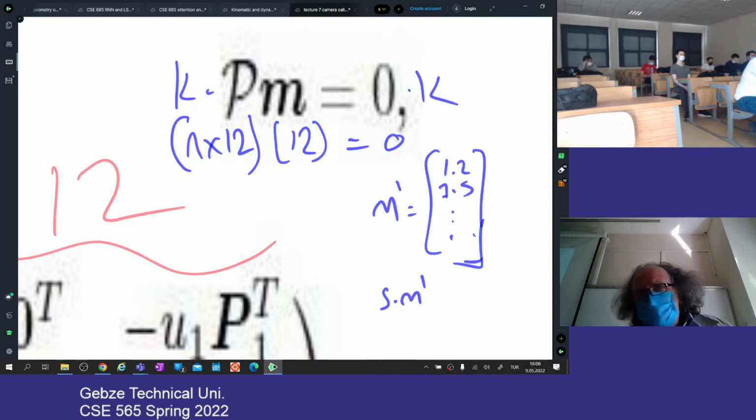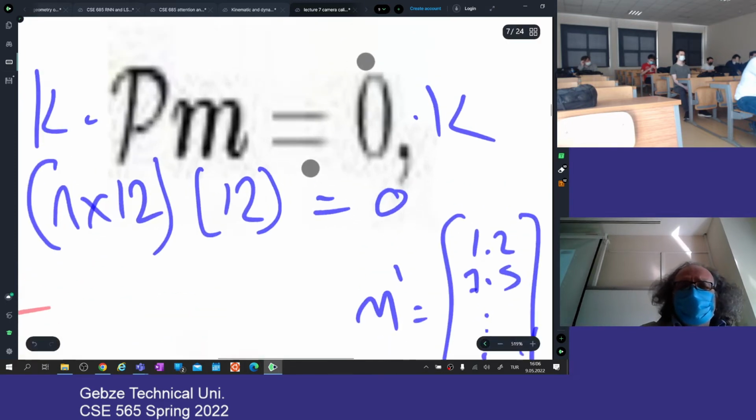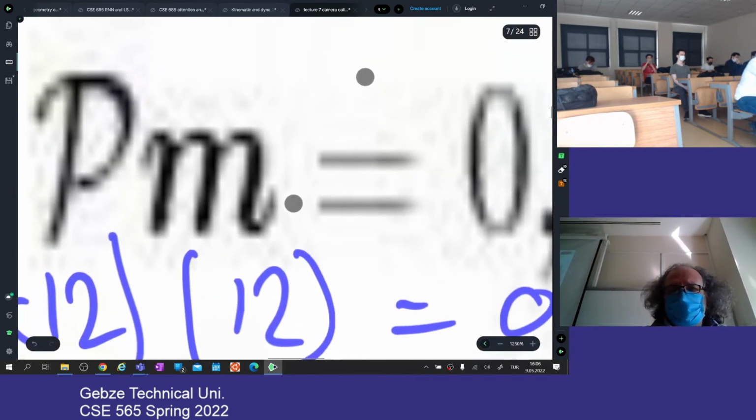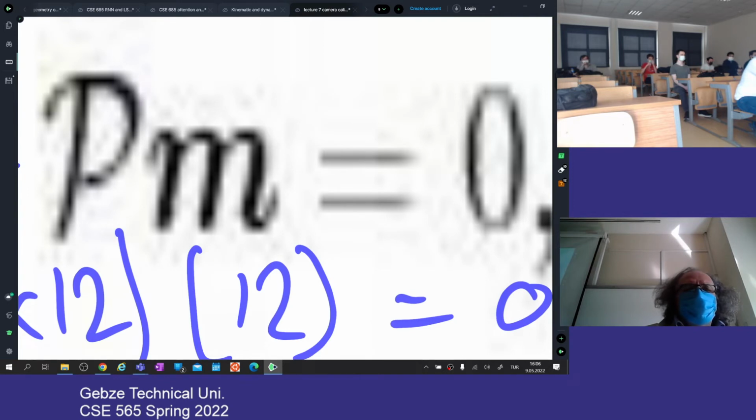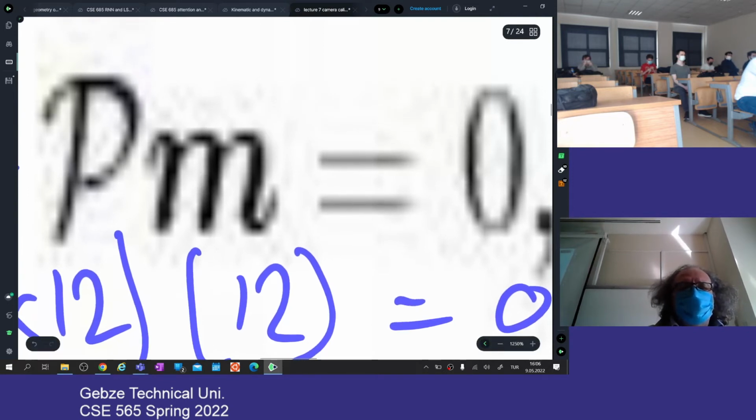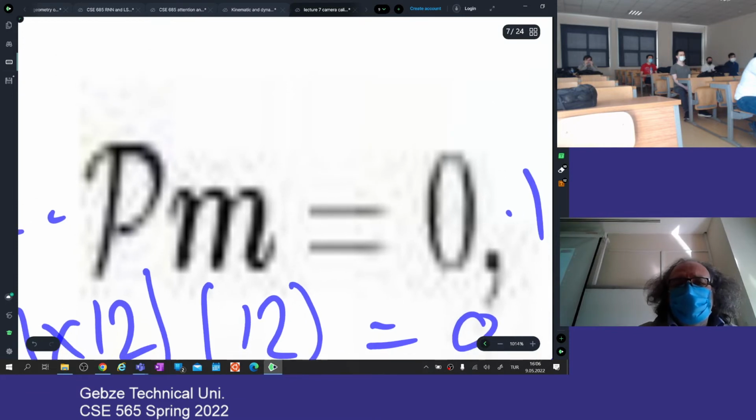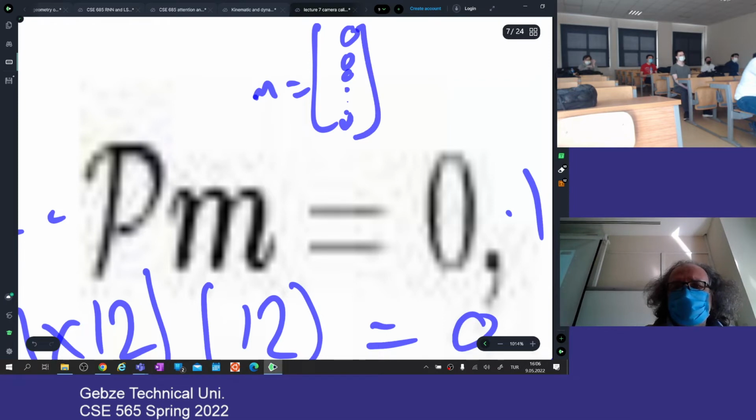Or maybe I can ask you this question. By looking at this equation only, nothing else, just look at it. I know all the values of P. I don't know any of the values of M. Without doing any calculation, can you tell me one solution exactly? You're going to tell me that if m is exactly 0, 12 zeros, then that's the solution, right?